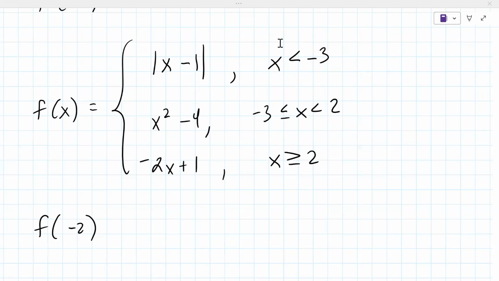Yeah, I think it would definitely be x is less than negative three. No, it wouldn't, because negative two is more than negative three. It would be the one below it. Minus three is less than or equal to minus two, which is less than two.